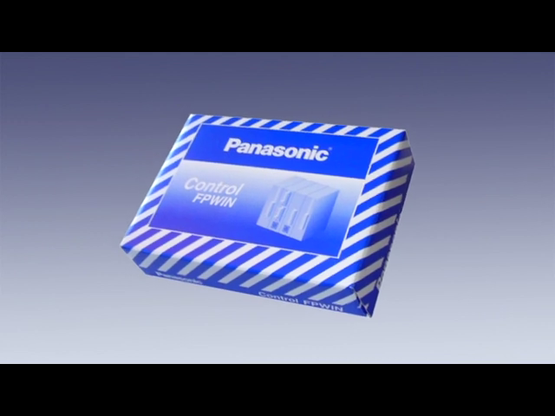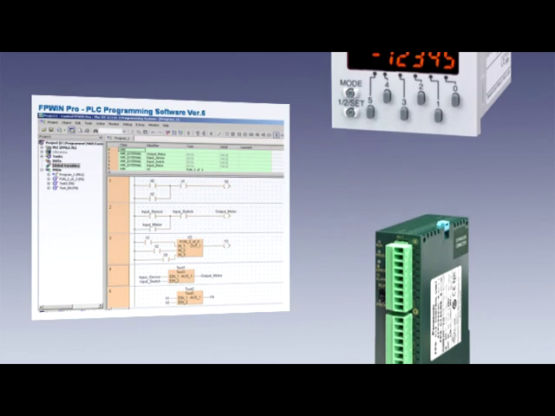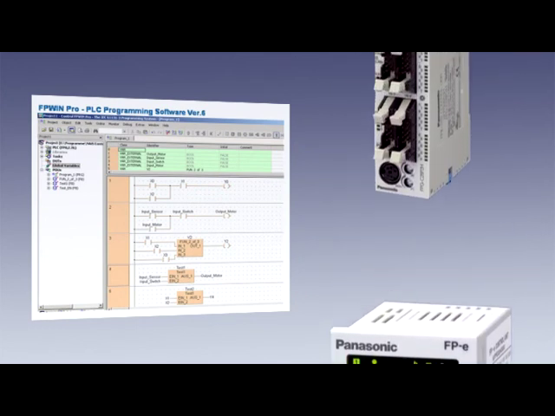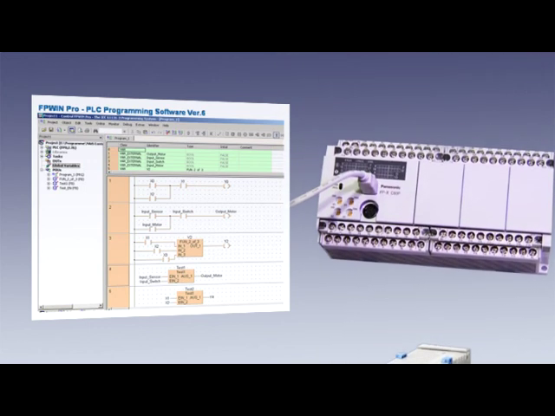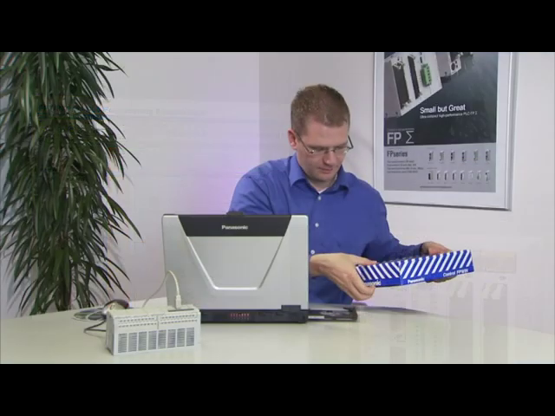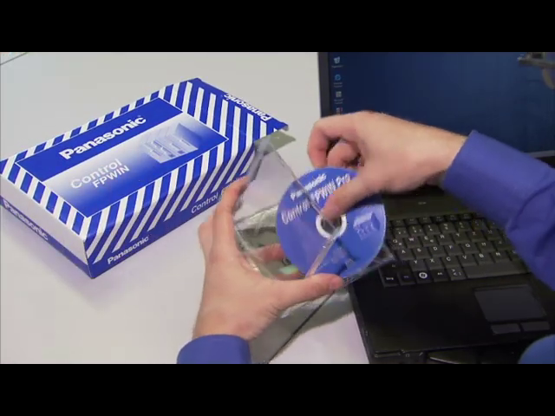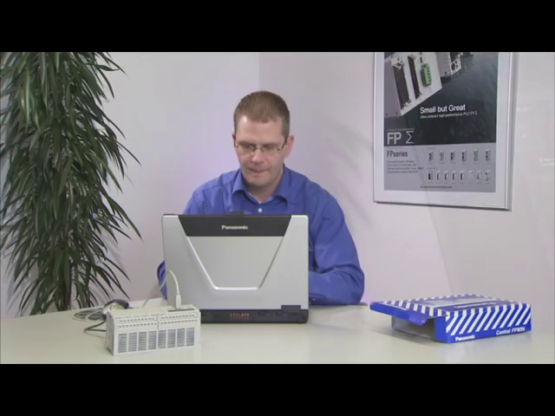Control FPWIN Pro is the IEC 61131 PLC programming software from Panasonic Electric Works, which can program all Panasonic PLCs from the smallest FPE to the largest FP2SH. Already in 1995, Panasonic Electric Works was one of the first companies to offer a PLC programming software based on the international PLC standard. Since that time, we have been continuously improving the functionality.